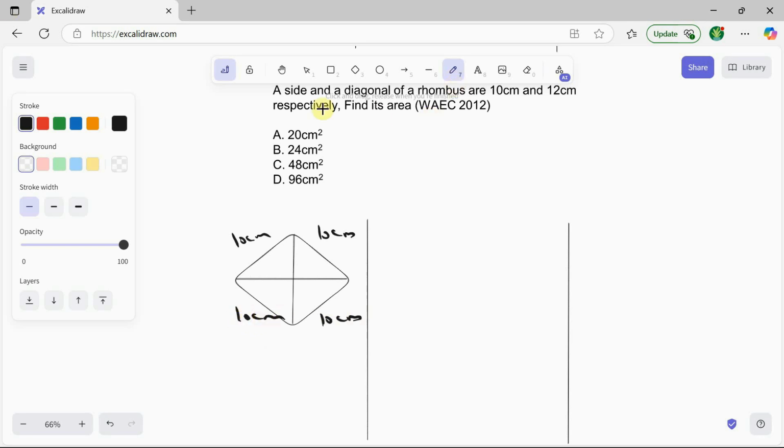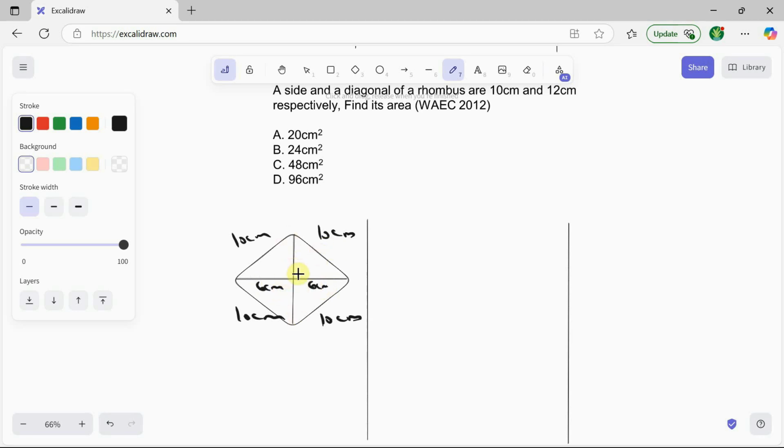And a diagonal of the rhombus, the other one, is 12. So if we assume that this is the one that is 12, you can see that at this point of intersection, we don't know the length of this other diagonal, we just know the length of one of them, right? Because the diagonals are not equal. So if this is 12, that means that this place will be 6 cm and this place will be 6 cm, right? Because they bisect each other.